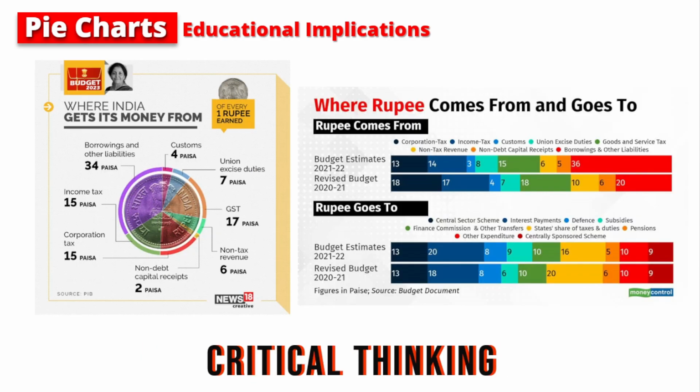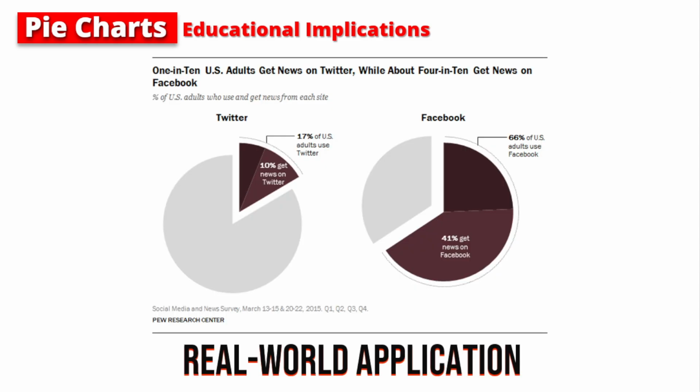Analyzing pie charts encourages critical thinking skills. Students can ask questions about the data, identify trends, and draw conclusions based on the information presented. Pie charts are commonly used in various fields, including economics, business, and science. Teaching students how to create and interpret pie charts prepares them for future careers and real-world decision making.